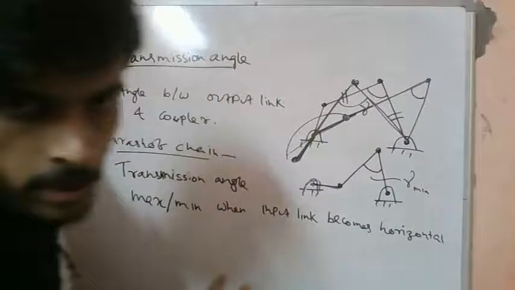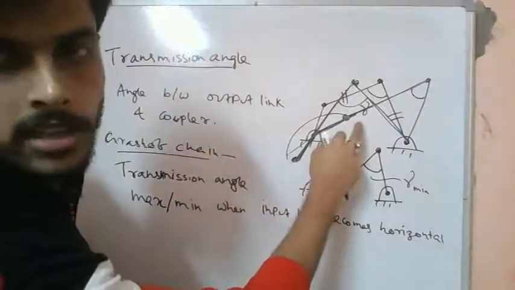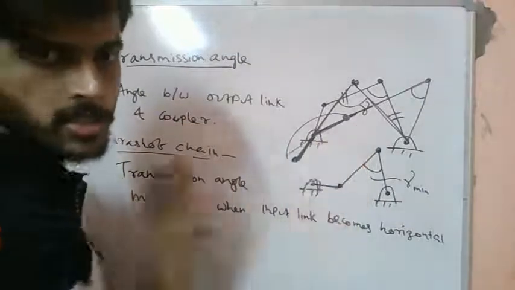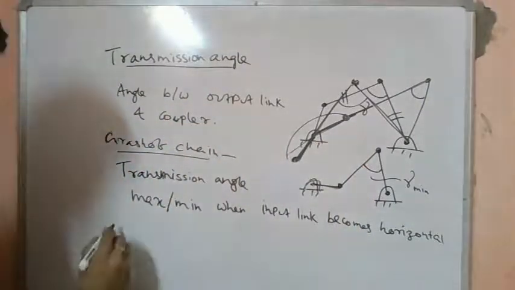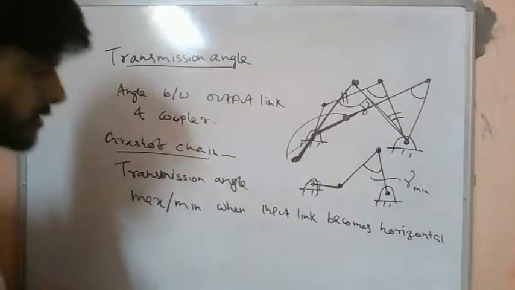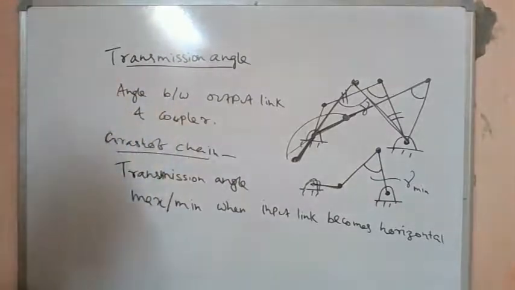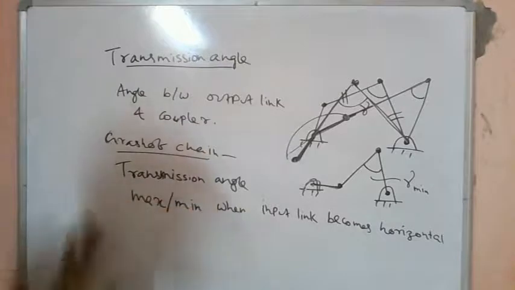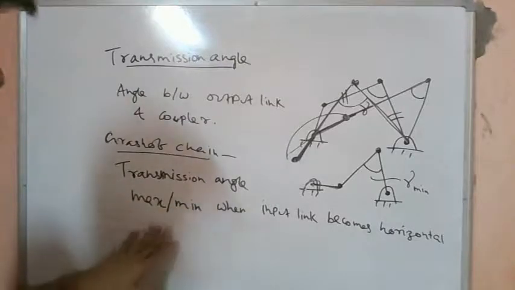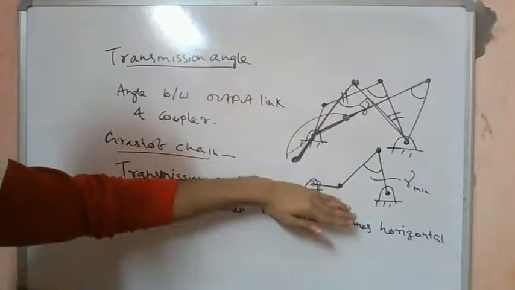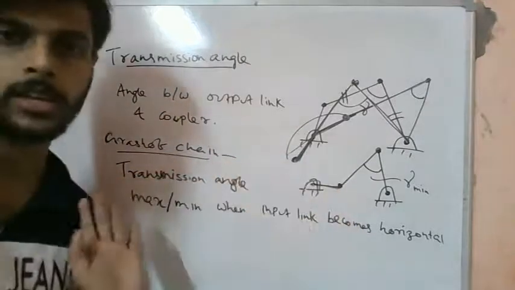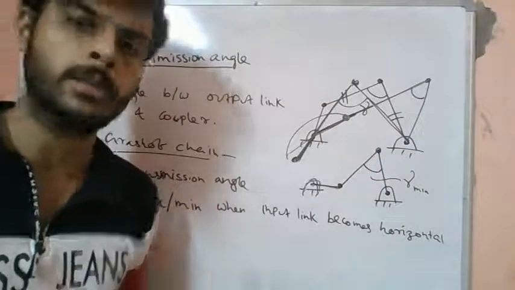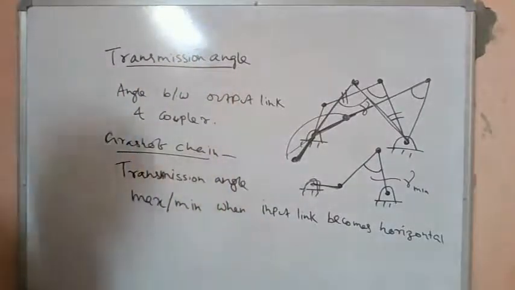If it is a double rocker mechanism, then this kind of extremities has to be checked. Okay, for a non-Grashof chain or double rocker mechanism. So for a Grashof chain, the transmission angle attains its maximum or minimum when the input link becomes horizontal, either this way or in the opposite way. In these two configurations, the transmission angle will attain its maximum and minimum, for a Grashof chain.